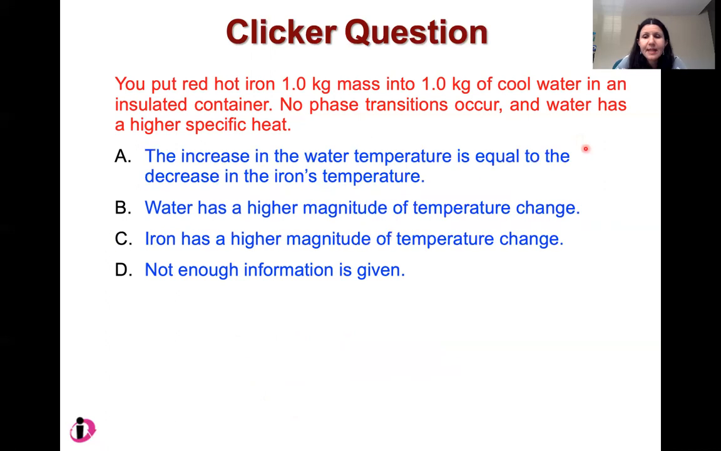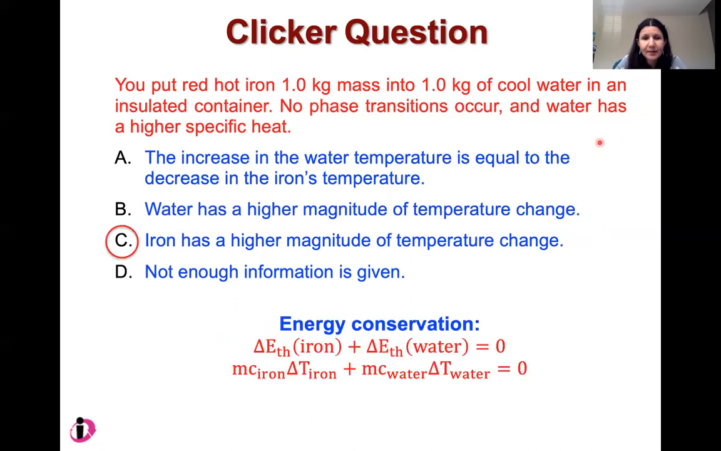Okay, same exact condition. So same statement here. We have hot iron, cold water, no phase transition. Water has a higher specific heat. But now I'm asking you about temperature. The increase in the water temperature is equal to the decrease in the iron's temperature. Water has a higher magnitude of temperature change. Iron has a higher magnitude of temperature change. Not enough information is given. So now think about what that means. Okay, now I'm asking you directly about temperature.